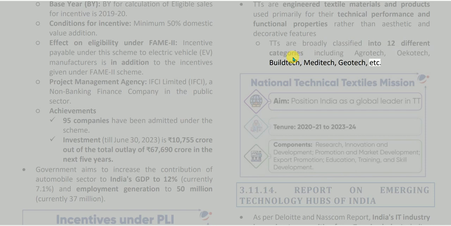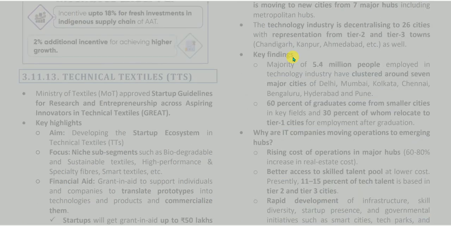3rd November 2014: Report on Emerging Technology Hubs of India. As per the Deloitte and NASSCOM report, India's IT industry is moving to new cities from 7 major hubs, including metropolitan hubs. The technology industry is decentralizing to 26 cities with representation from Tier 2 and Tier 3 towns, Chandigarh, Kanpur, Ahmedabad, etc. as well.